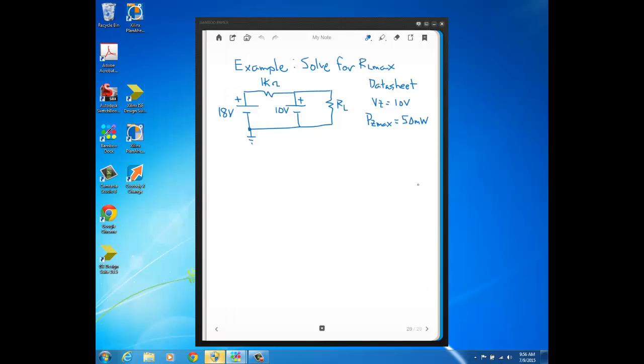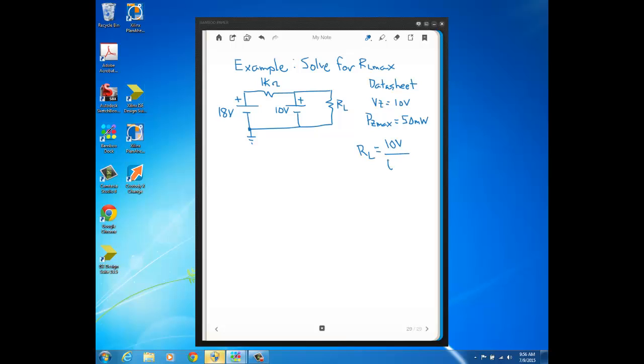So let's say we have this circuit here. In fact, this is the same circuit that we used to calculate RL minimum in the previous video. On the data sheet, VZ is given as 10 volts and PZ max is given as 50 milliwatts. And we want to find what RL max is. So you see, RL, using Ohm's law, is the voltage across it divided by the current through it. Well, the voltage across it is just VZ, because the load is in parallel with that Zener diode. So this is just going to be 10 volts.